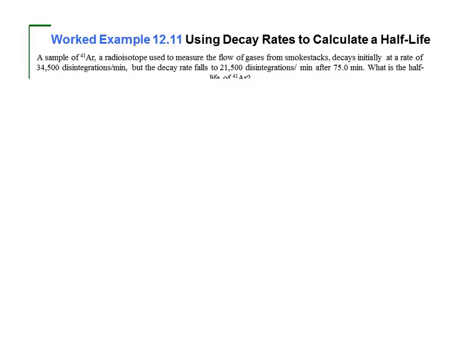Here's one of the more interesting examples I've ever seen in a textbook, and that's why I've really decided to work it. It really requires you to understand what they're talking about here. A sample of argon-41 decays at an initial rate of 34,500 disintegrations per minute, but the decay rate falls to 21,500 disintegrations per minute after 75 minutes. What is the half-life of argon-41?